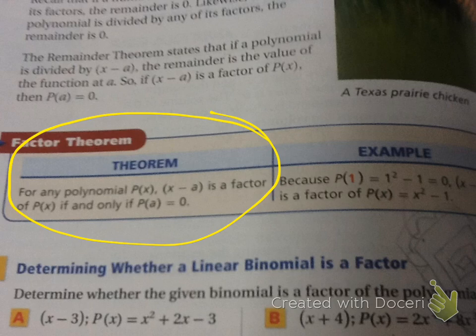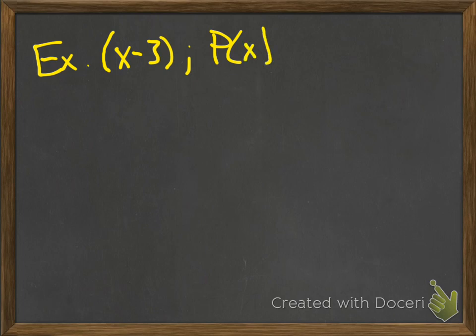The main thing we want to get here is the factor theorem. The factor theorem states that if you have any binomial factor that divides evenly into the polynomial, then it's a factor of it. We're going to do this through synthetic substitution. The example we're going to work with is: is x minus 3 a factor of x squared plus 2x minus 3?